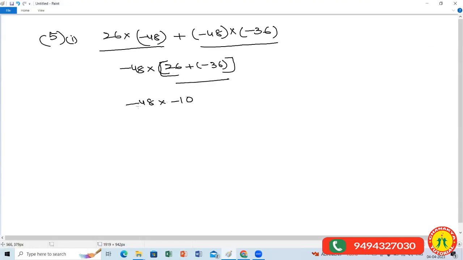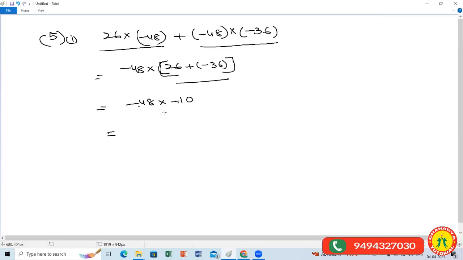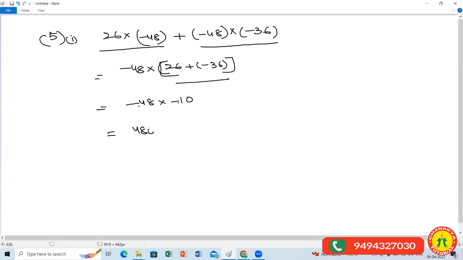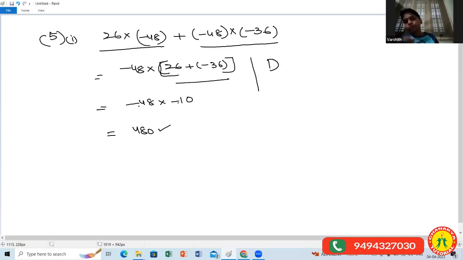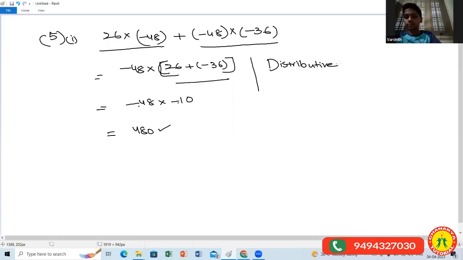Minus 10. Very good. So 48 into minus 10 becomes? The product of minus 48 and minus 10. Ma'am, 480. Very good, it's 480. Which property did we use here? Distributive property, ma'am. Don't write mother and children in the examination. I gave that just for your remembrance; if you write mother and children property, ma'am will cut our marks. So distributive property.